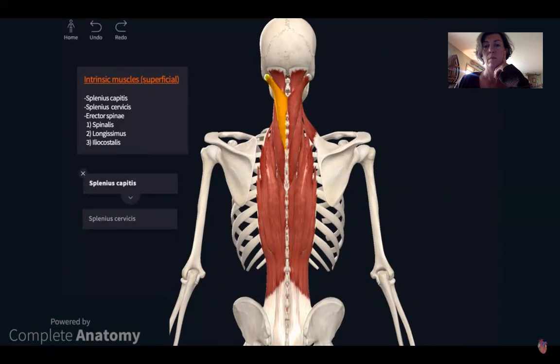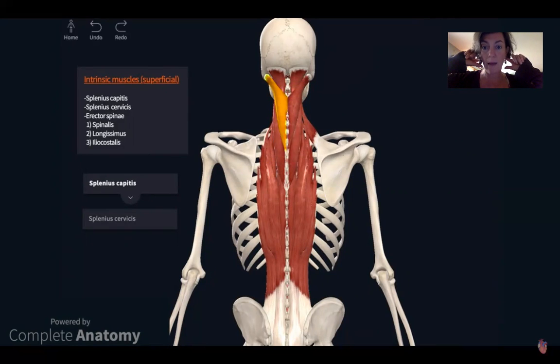Splenius capitis passes from the mastoid process of the temporal bone and parts of the occipital bone to the spinous processes of C7 to T4. Splenius capitis rotates the head when acting unilaterally and extends the head when working bilaterally. It is innervated by the dorsal rami of the second and third cervical spinal nerves.